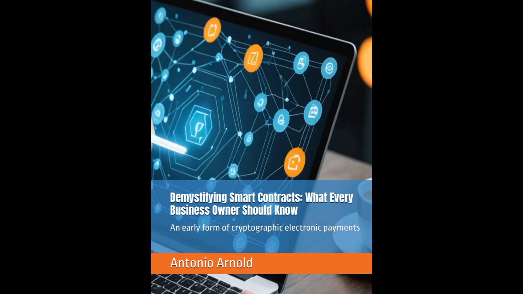To start, we should define what a smart contract actually is. Simply put, it's a self-executing agreement. The terms of the agreement are written directly into lines of code, and that code runs on a decentralized blockchain, like Ethereum, for example. Ethereum is the most common one. The author, Dr. Arnold, uses this classic analogy in the book. He says it's like a vending machine.